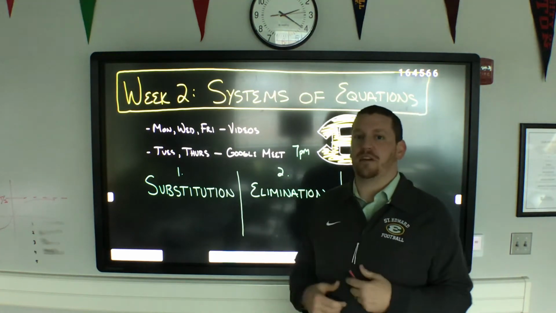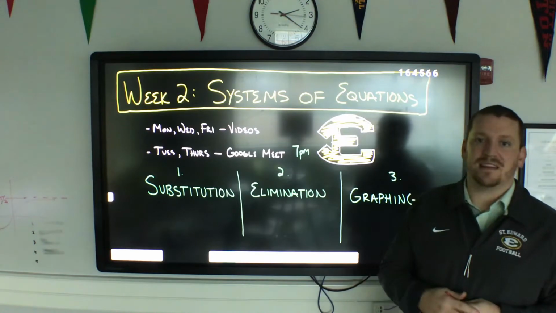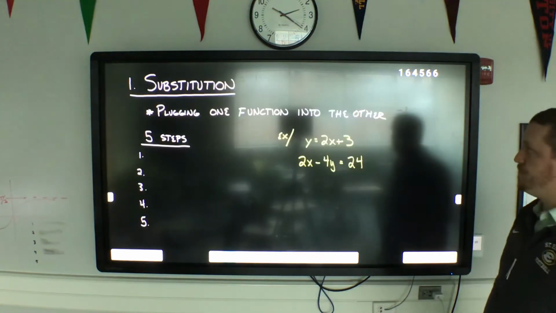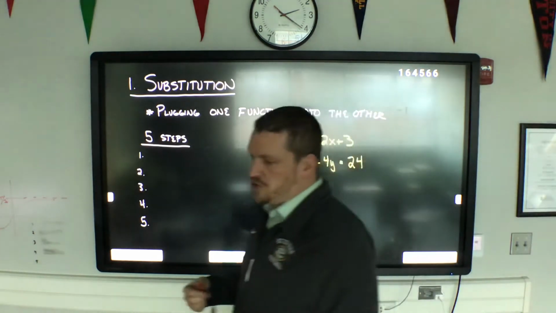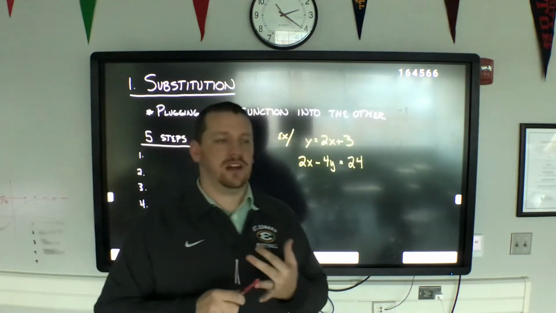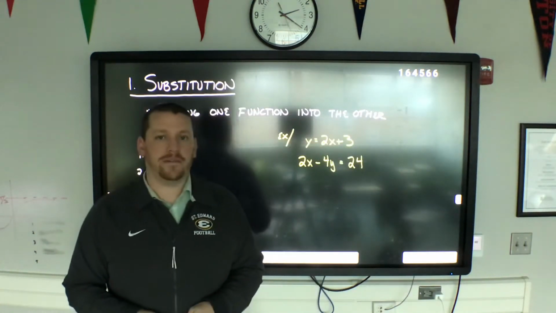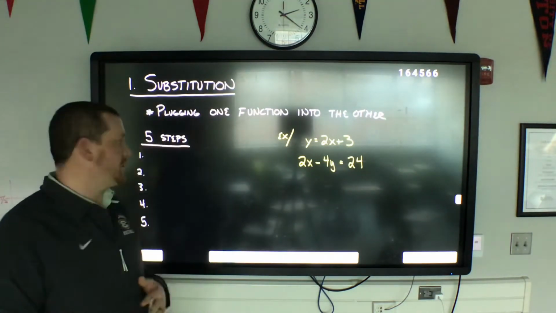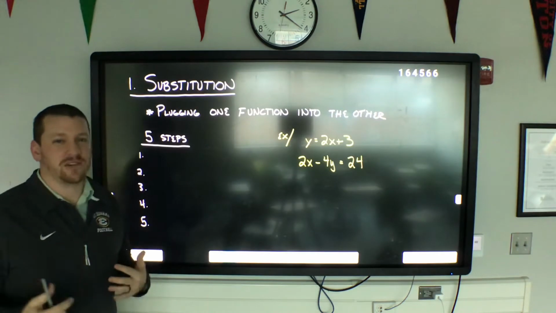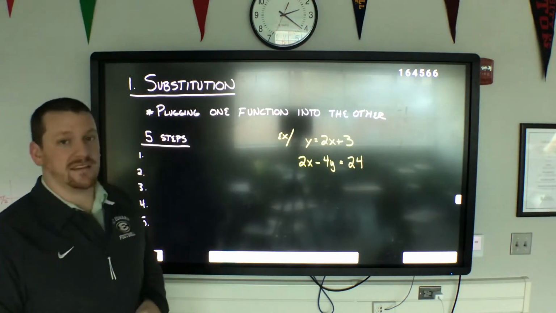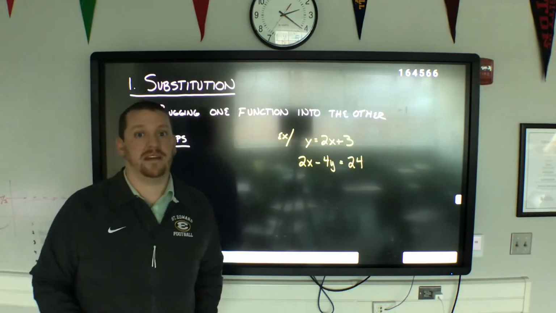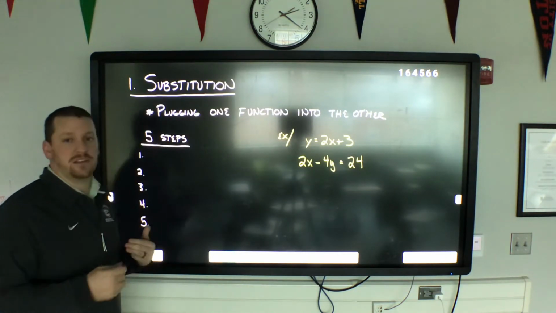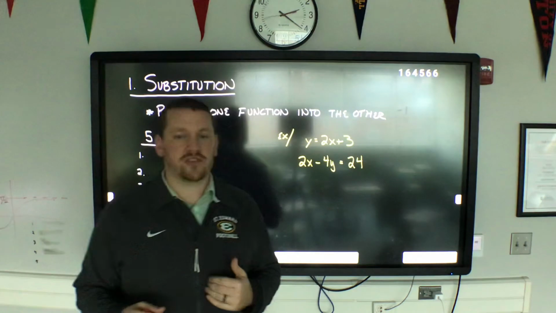But today specifically, we're going to be going through these three different ways of solving systems of equations. Now the first one is substitution. What's nice about substitution, elimination, and graphing is that I like putting all three of these in 5 different steps. So there's going to be 5 steps that you can easily remember how to do substitution, elimination, and graphing. But specifically here, the main concept of substitution is just plugging one function into the other.